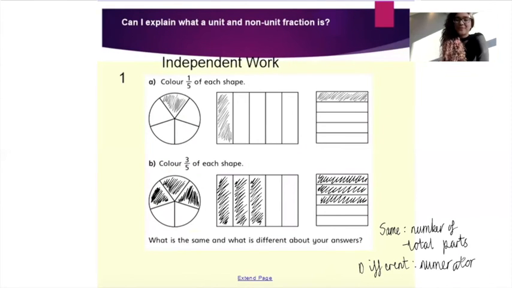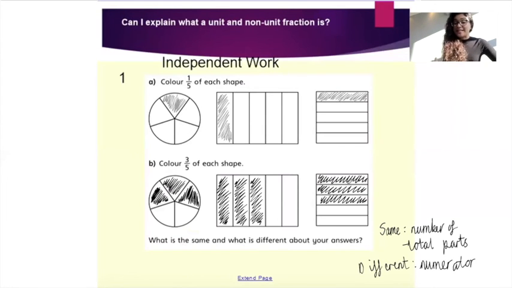Welcome back. So your pictures should look a little something like mine. For part A, it says to colour 1/5 of each shape, 1 out of 5 of each shape. So for part A, every single shape here has 5 parts, and you had to colour 1 part of each one, which is what I've done here. I've coloured in 1 triangle here, 1 rectangle here, and 1 rectangle there. For part B, we had to colour in 3 out of 5 of each shape. So that's what I've done here. I've coloured in 3 parts here, 3 parts here, and 3 parts here.